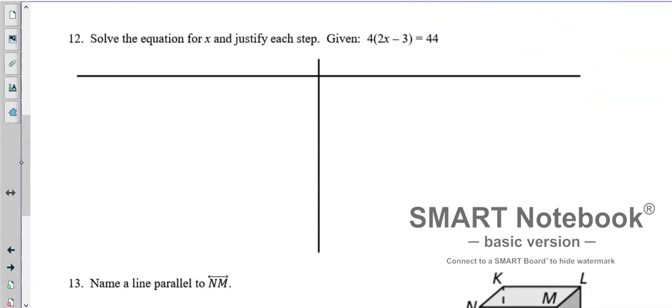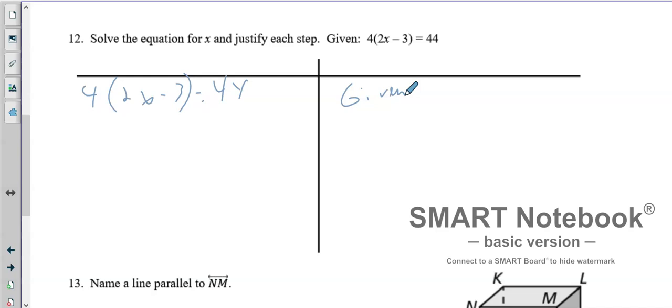All right, this is the easy proof. This is just math. Okay, so we write down 4(2x - 3) = 44. And we just write "given." The properties here are really easy. They're the ones you already know.